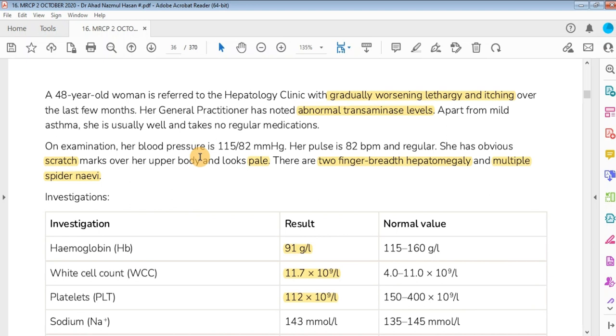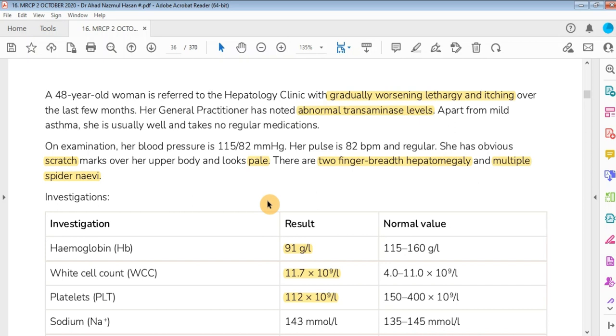A 48-year-old woman is referred to hepatology clinic with gradually worsening lethargy and itching over the last few months. Her GP has noted abnormal transaminase levels. Apart from mild asthma, she is usually well and takes no regular medications. On examination, BP 115/82, pulse 82 beats per minute, regular. She has obvious scratch marks over her upper abdomen and looks pale. There are two finger breadth hepatomegaly and multiple spider nevi.